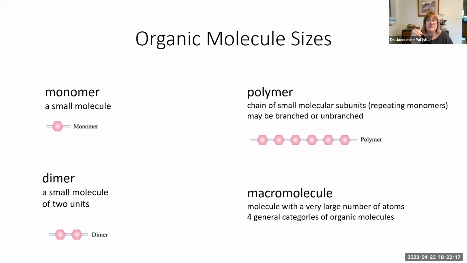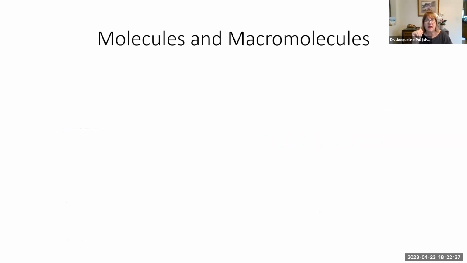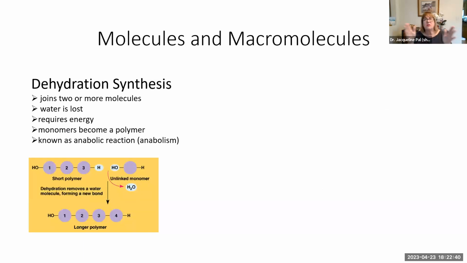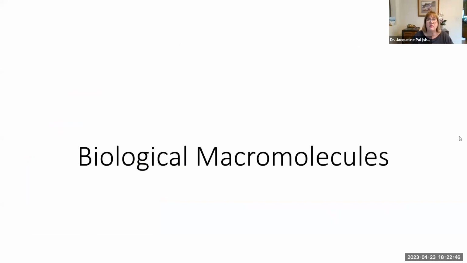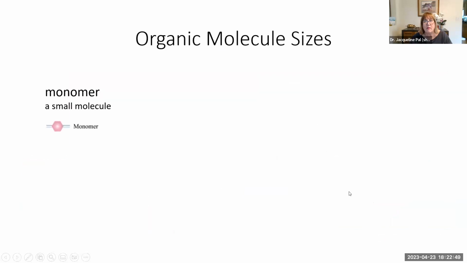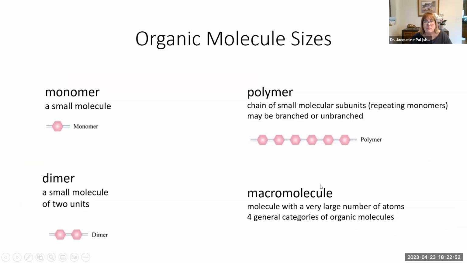And the difference between these and a macromolecule: macro is a prefix that means big. So a macromolecule has a very large number of atoms, gigantic. And we have 4 general categories of these organic molecules that are macromolecules, and this is what we're going to be talking about. So how do we get from molecules to macromolecules, and from macromolecules back to molecules? In other words, how do we go from monomers and dimers up into polymers, and polymers back down to dimers and monomers?